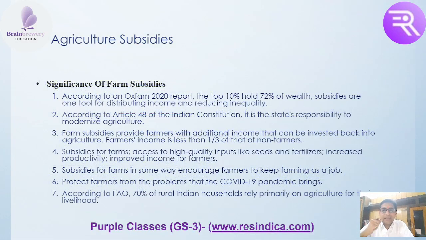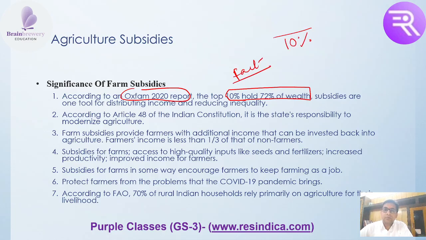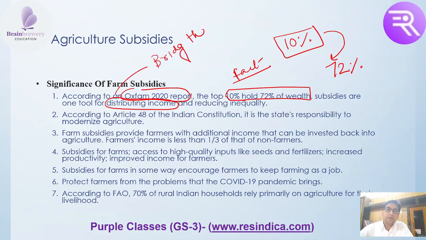Now we are moving to exactly what significance the subsidy has. So we know that there is an Oxfam report of 2020, okay, 10% holds 72% of the wealth. That is the fact. In our country, the top 10% of people hold 72% of this country's wealth. So this subsidy acts as a tool of distributing income. That means to bridge the gap between rich and poor, right?